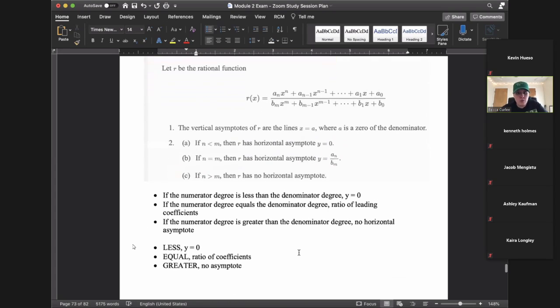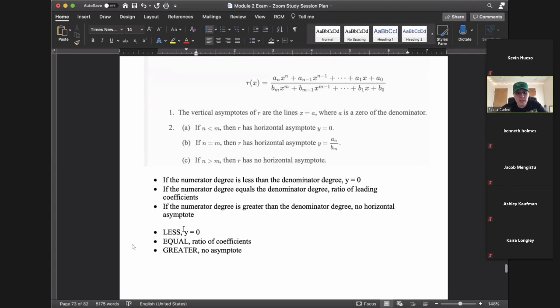If the numerator degree is less than the degree of the denominator, then it's going to be y equals 0. If the numerator degree equals the denominator degree, it's going to be a ratio of the leading coefficients. And if the numerator degree is greater than the denominator degree, then there's going to be no horizontal asymptote. So remember, if the numerator is less, y equals 0. If they're equal to each other, it's a ratio of the coefficients. If the numerator is greater than the denominator, there's no horizontal asymptote.